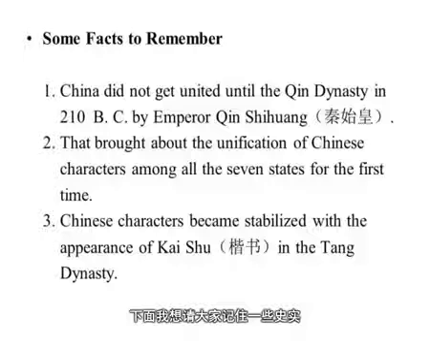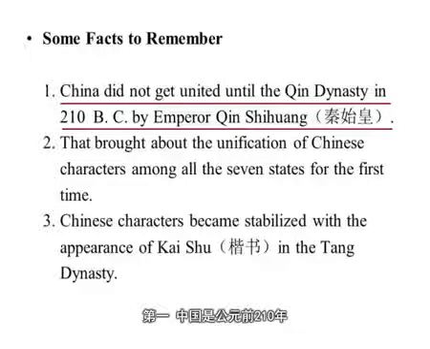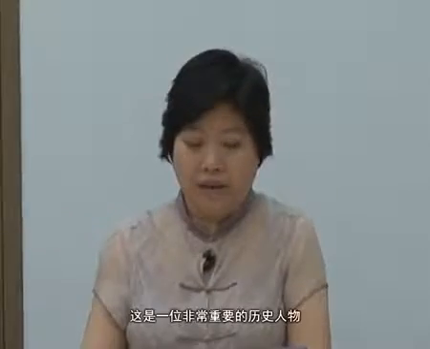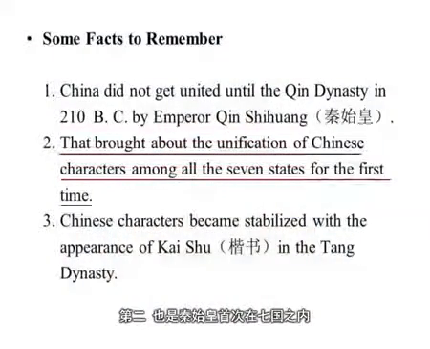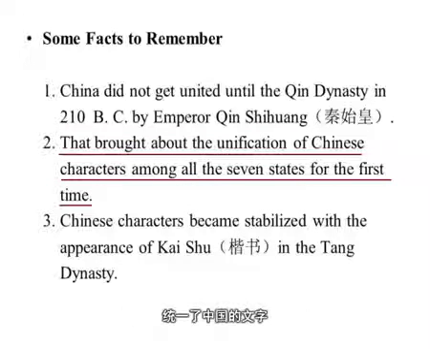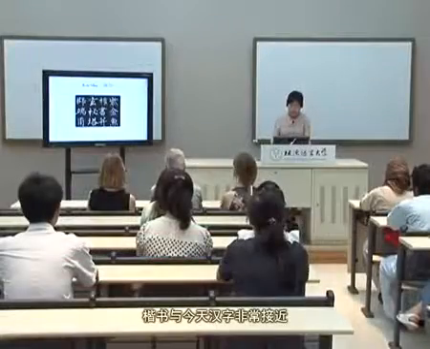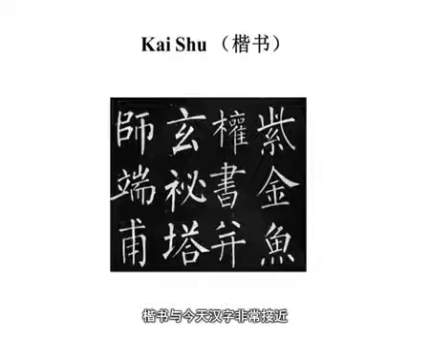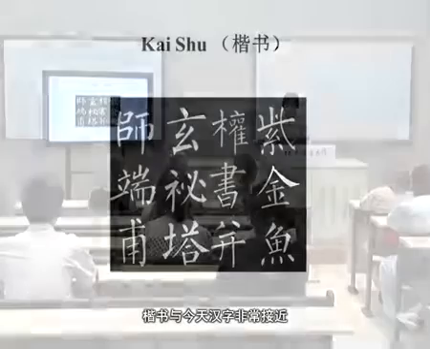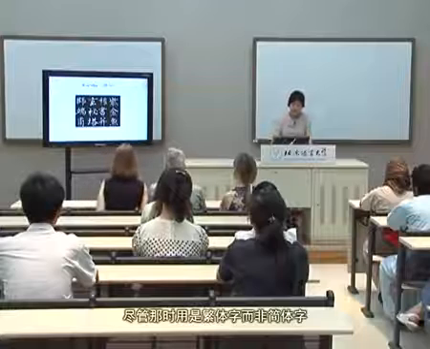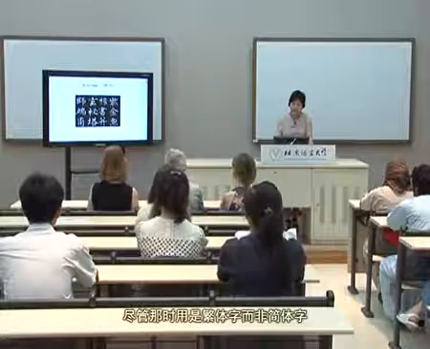Now that will bring us to some facts to remember. First, China did not get united until the Qin Dynasty in 210 BC by Emperor Qin Shi Huang. That's the emperor that I told you about, and it is very important to remember him. Second, that brought about the unification of Chinese characters among all the 7 states for the first time. And third, Chinese characters became stabilized with the appearance of Kaishu in the Tang Dynasty. Kaishu is something which is very close to the written words that we use today. Okay? So you can see, although this is traditional Chinese, not simplified Chinese. Okay?